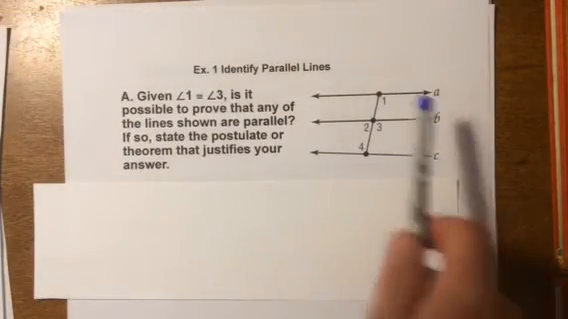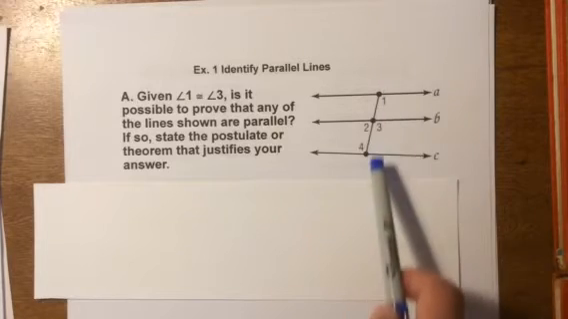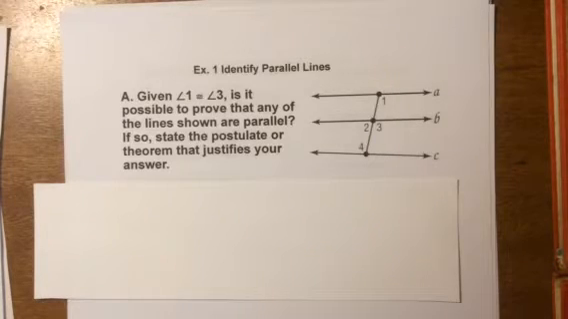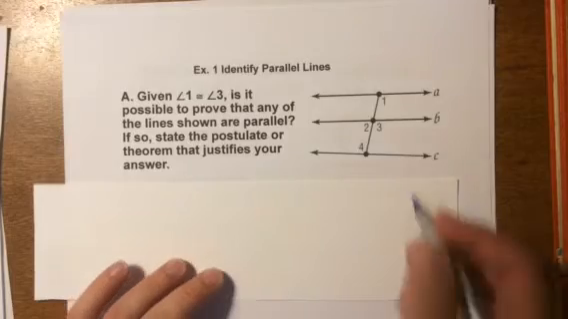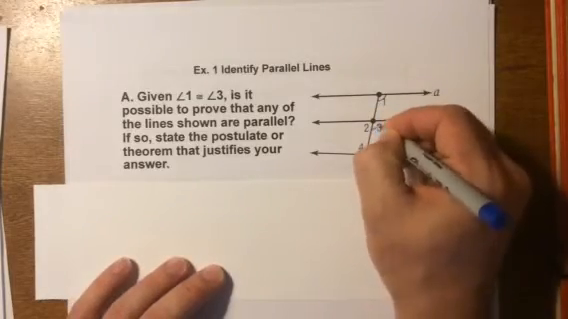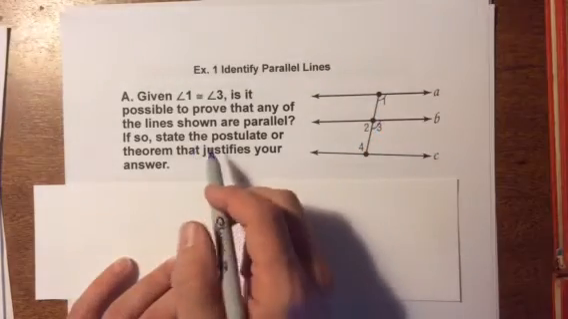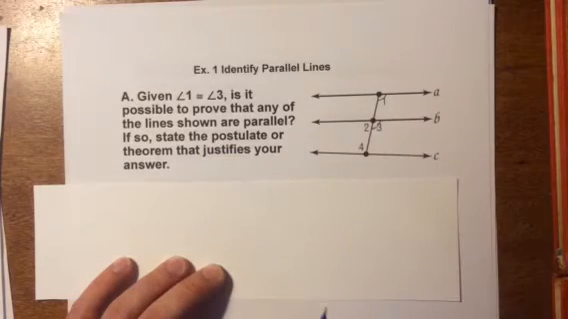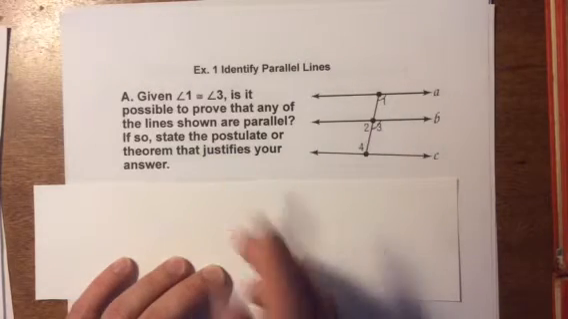In example 1, we are given this diagram. Lines A, B, and C are cut by this line going down through all three. And in example 1, they give us that angle 1 is congruent to angle 3. We want to state if any of these lines shown are parallel because of that, and we want to give a reason why.